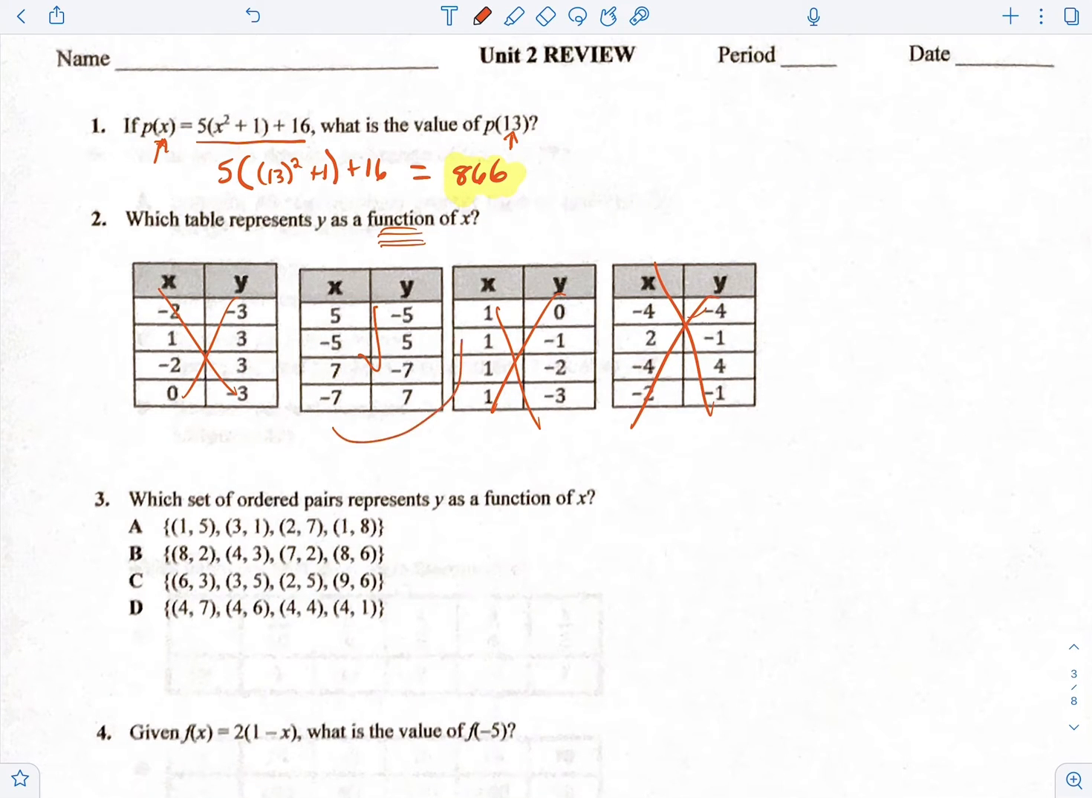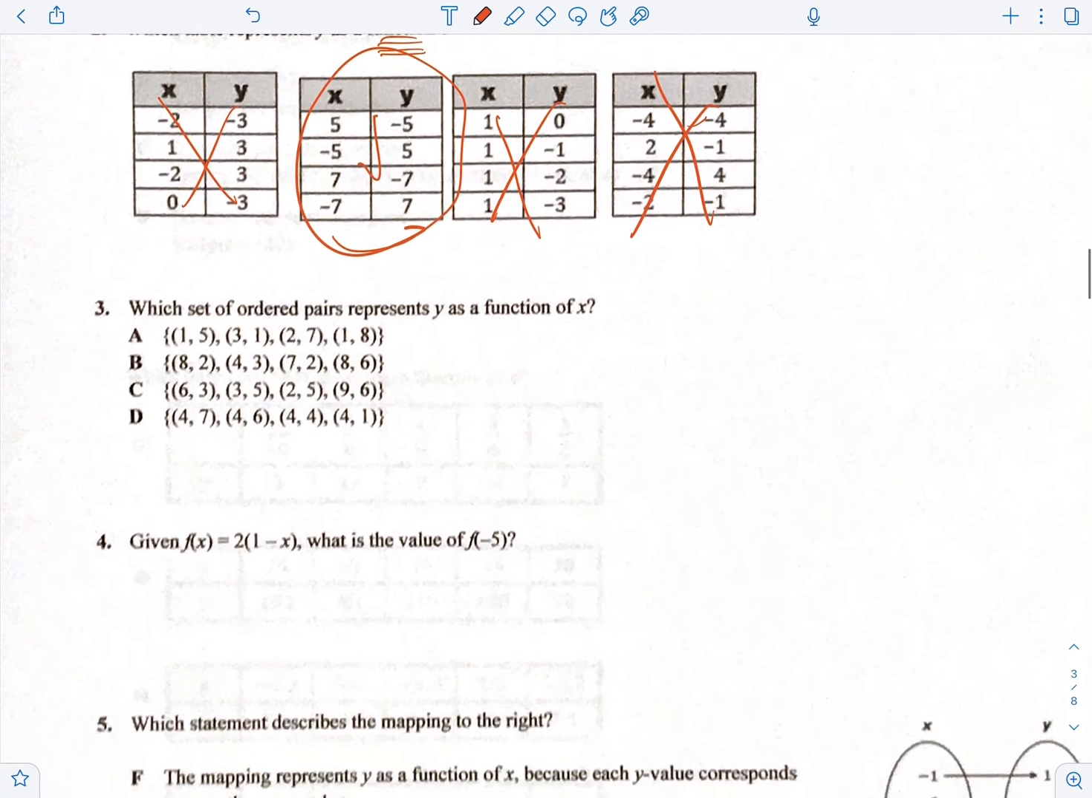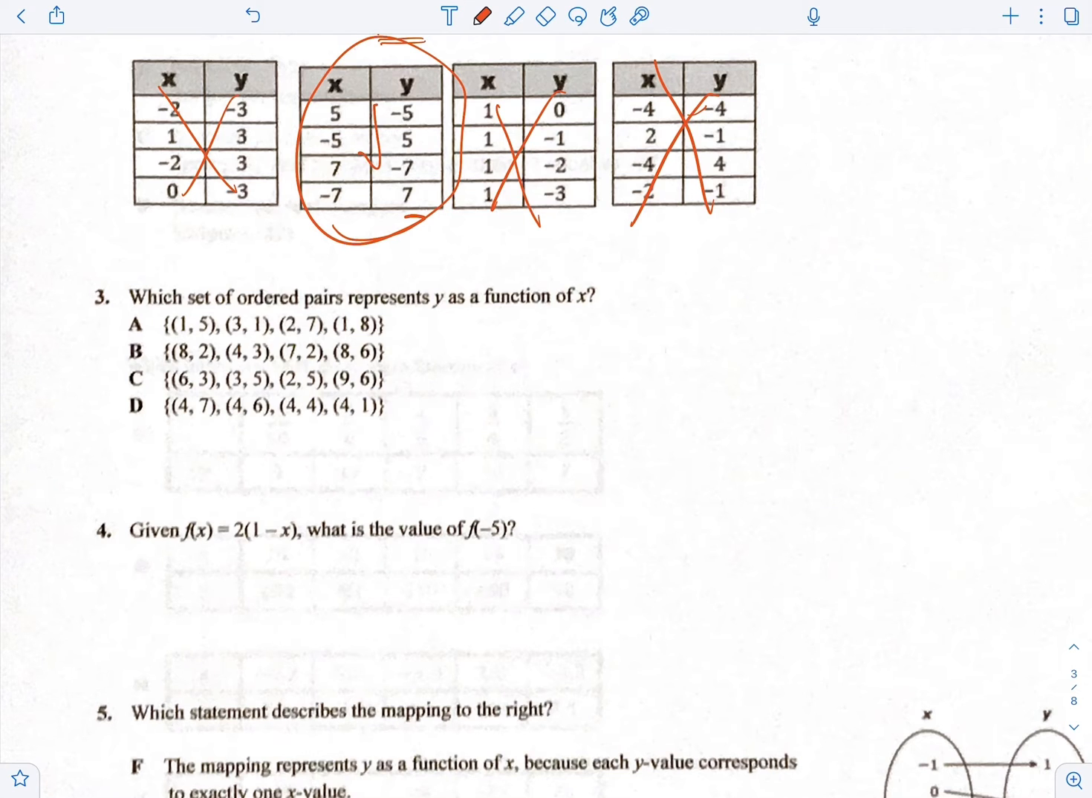All right, so it looks like there we are. Number 3, which set of ordered pairs represent y as a function of x? Remembering that x cannot repeat, right? So here, the 1's repeat, so that's not it, right? The 1 here, 1 here. The 8's repeat in B, so that's not it.